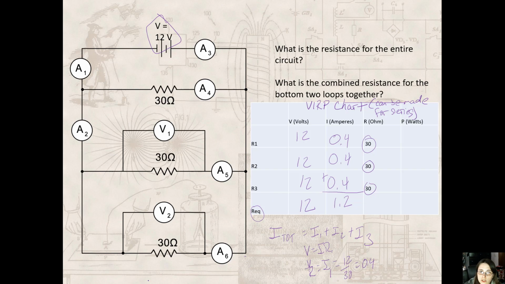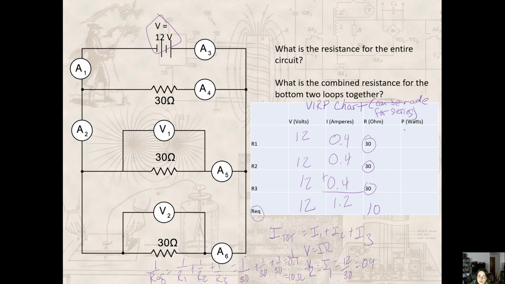So then we want the equivalent resistance. So here it's going to be 1 over R equivalent is equal to 1 over R1 plus 1 over R2 plus 1 over R3. So it's going to be 1 over 30 plus 1 over 30 plus 1 over 30 is equal to 0.1, but that's going to be 1 over 0.1, which is equal to 10 ohms. Okay, so then this becomes 10 right here.